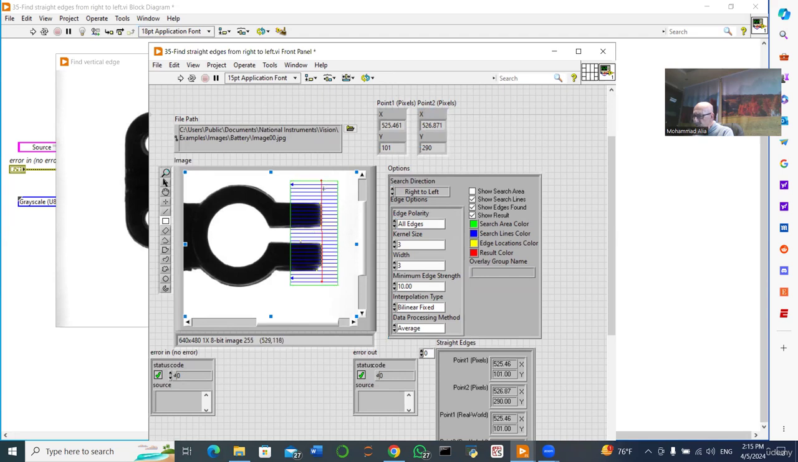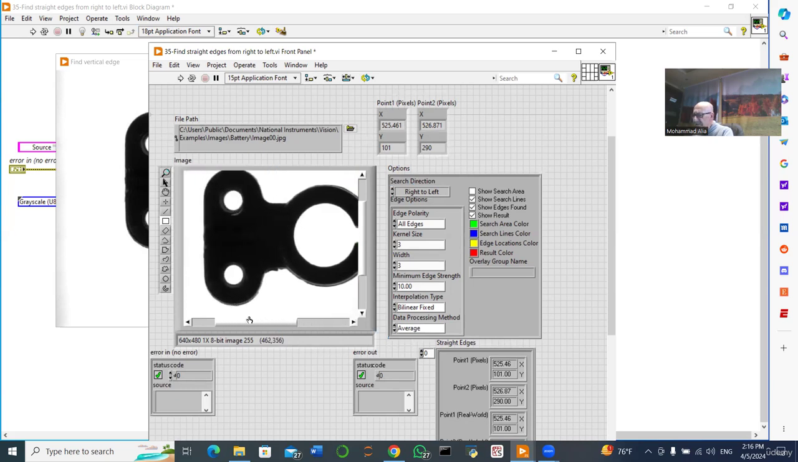If you want to be sure, you put the pointer here in the middle, and you read downwards 525, 100. Here it is 525, 101. It is the same. And for the lower point also you get 527 as estimated here. There it is 526.8 and 290 against 292.